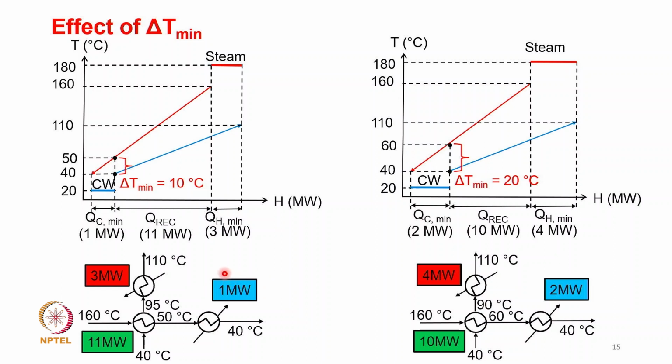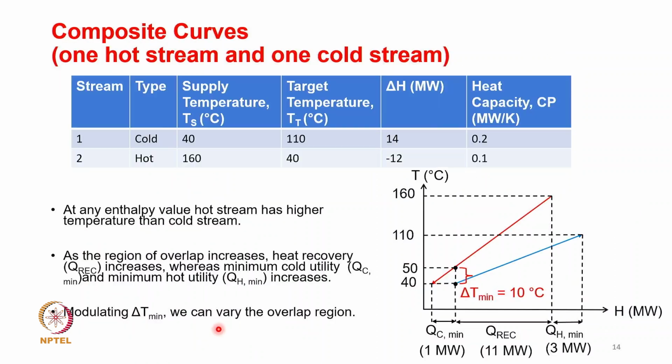So what are we trying to say? If you modulate this and increase the coverage, you would see that the effect of cold utility and the additional energy that you need to bring in would be reduced. So here, by natural heat recovery, you can get around 11 megawatt, and 3 you will have to supply externally, and 1 you have to take out additionally.